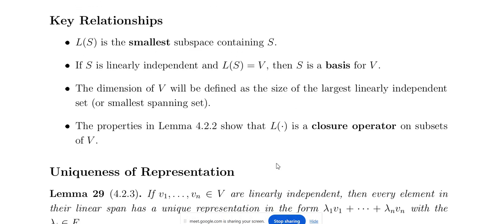Another very important idea: L of S is the smallest subspace containing S. If S is linearly independent and L of S equals V, then S is called a basis for V. And the dimension of V is defined as the size of the largest linearly independent set.